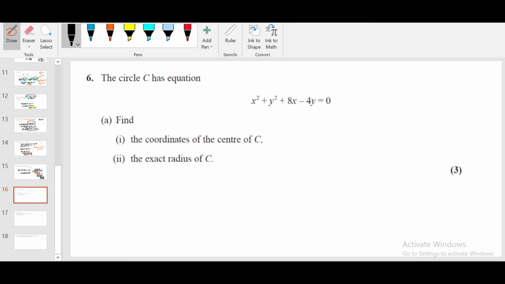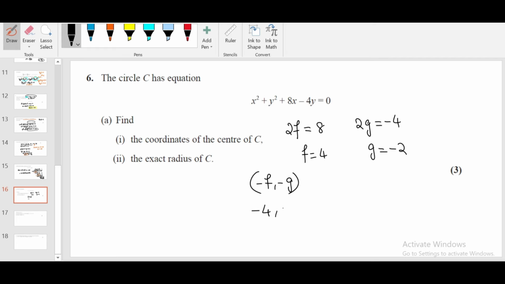To find the center and radius, you can take the coefficient of x as 2f, find f. Take the coefficient of y as 2g, find g. So the center is minus f comma minus g. So negative 4 comma 2 is the center.